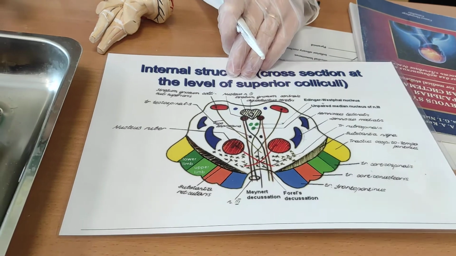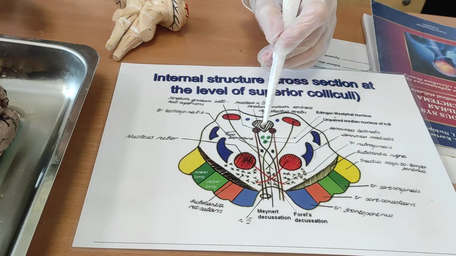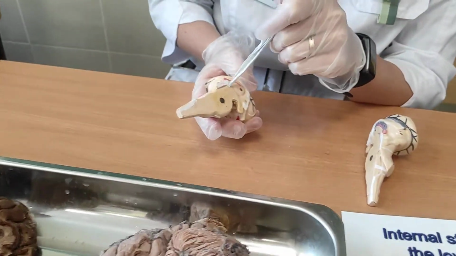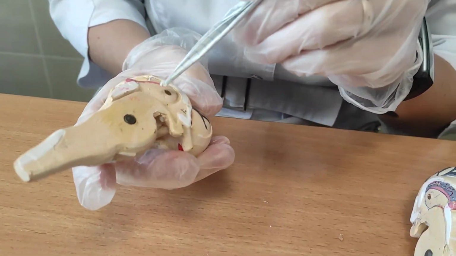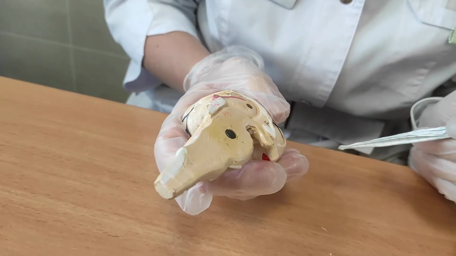Okay, so that was the internal structure. Here we can also see in the center the Sylvian aqueduct, or cerebral aqueduct. It is a cavity of the midbrain, and superiorly it communicates with the third ventricle, and inferiorly it communicates with the fourth ventricle.